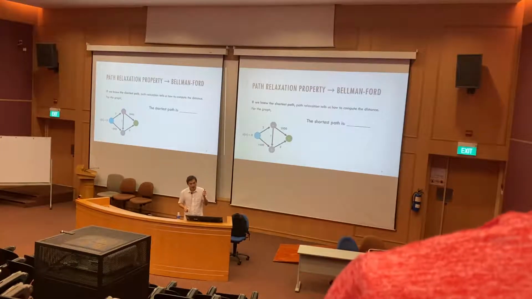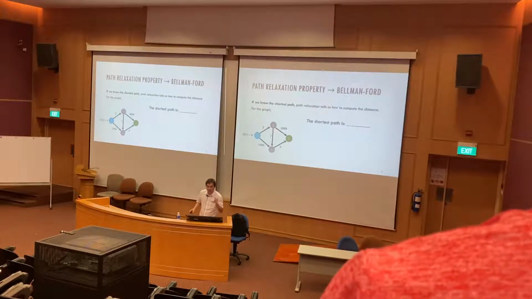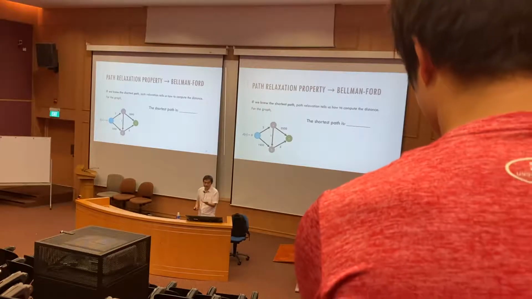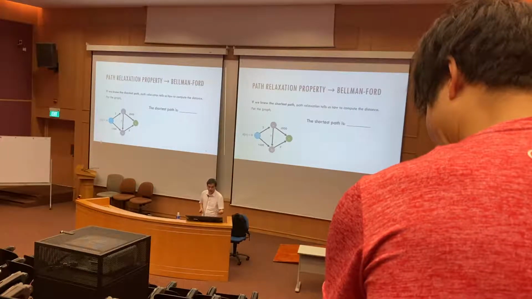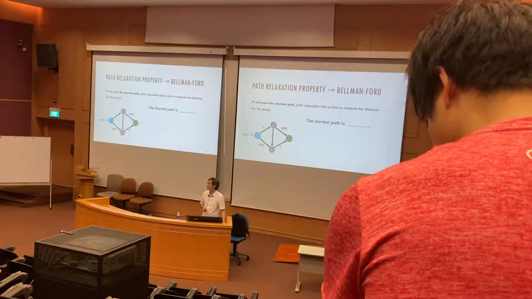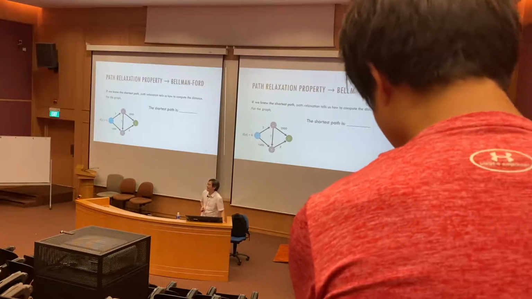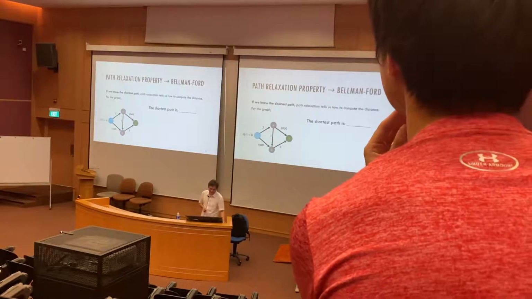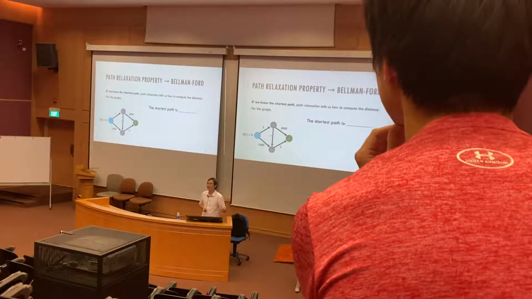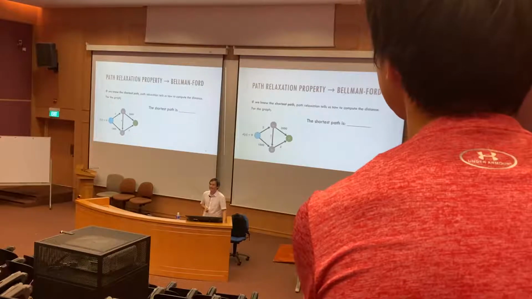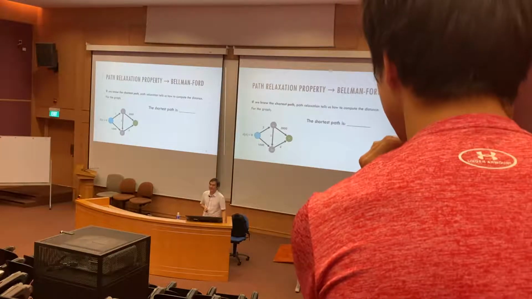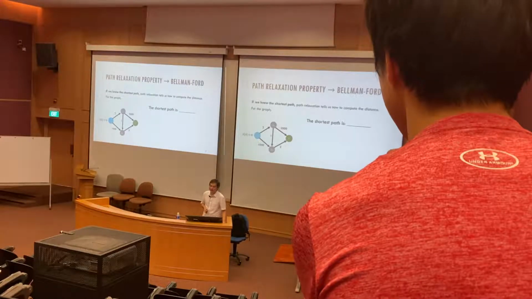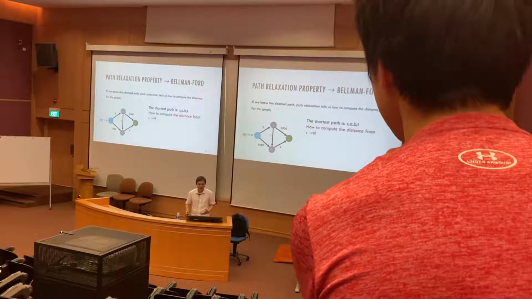Now, let's look at this. If you know the shortest path, path relaxation tells you how to compute the distance. That's the idea. So here, given this example, what is the shortest path? Must be easy. Okay, what's the shortest path? Someone yell it out. What's the shortest path here? From source to target, S to T. S. What's the next node? A, then t. Great. So that's the shortest path, right?